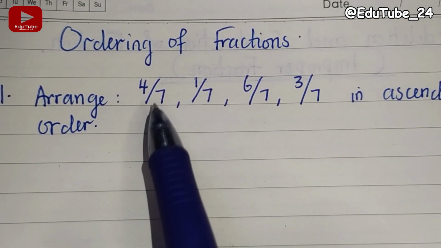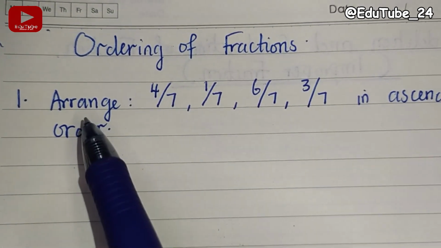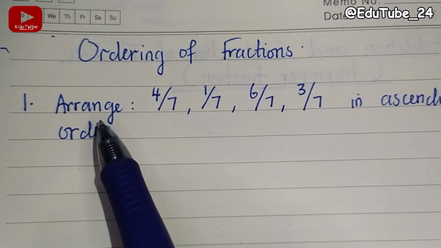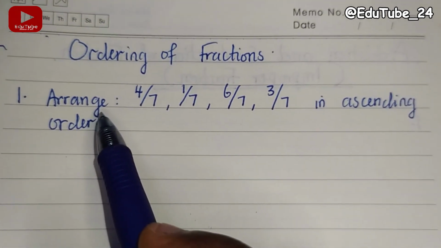In this lesson, we are going to learn ordering of fractions. So we are going to learn how to arrange fractions from the smallest to the biggest, which is in ascending order, and from the biggest to the smallest, which is descending order.